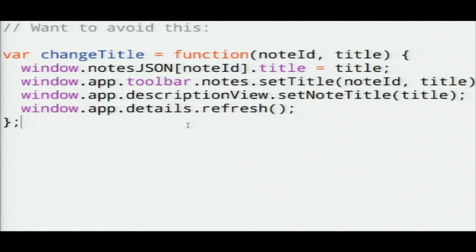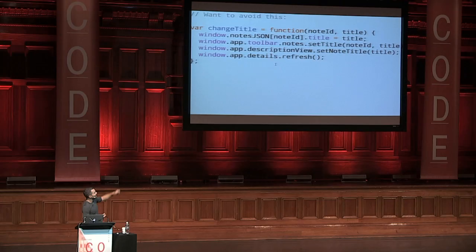So when the title is changed, right, I get passed the ID of the note and the new title, and I have to go through the global JSON storage for that note, right? I'm going to look up that note, and I'm going to set the new value. And then, oh, it's being rendered in the toolbar. I'm going to have to go over to the toolbar, get its notes, and set that title over in the toolbar. It's also being rendered in the description view because I have that note open. I have to go over to the description view, set it over there. I have to refresh the details view to get the new title. And I probably also have to post this title to the server to get it to save. Right, all these things I need to do whenever the title changes.